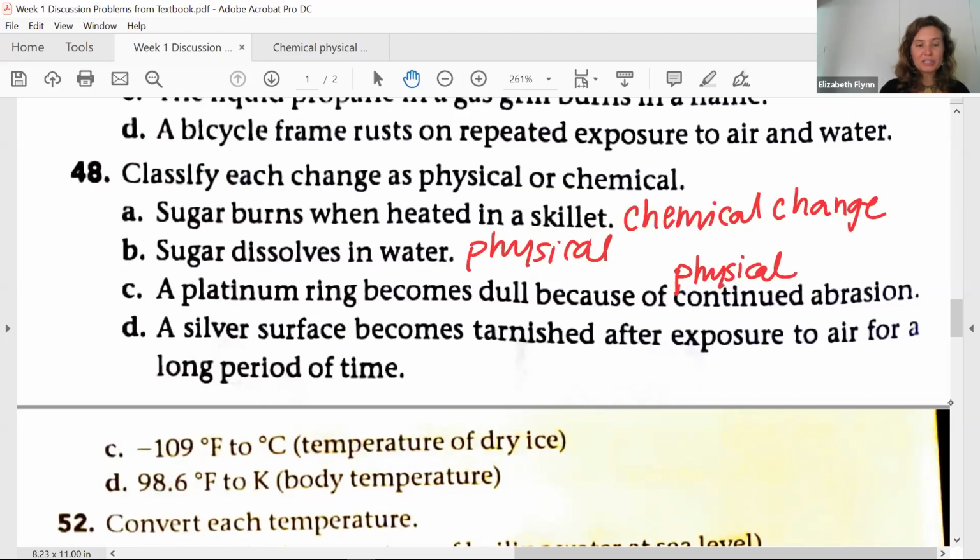However, what about a silver surface getting tarnished after exposure to air for a long period of time? So tarnishing. So this kind of does take a little bit of knowledge about what tarnishing means, right? Tarnish is that surface that you can actually rub off, right? You can take it off, but it is that surface on there. And yeah, that's a chemical change, right? Silver tarnishing actually has to do with sulfur in the air reacting with silver to form silver sulfide. And so that new compound that's formed, that tarnish, is a different chemical composition, so that's a chemical change.